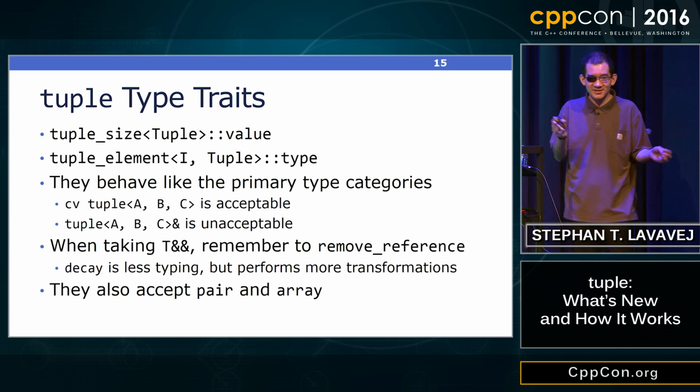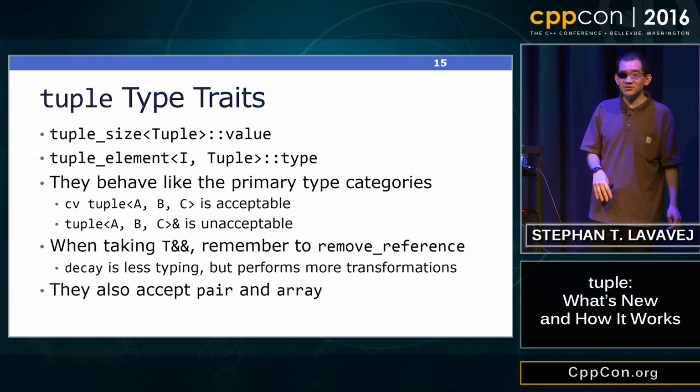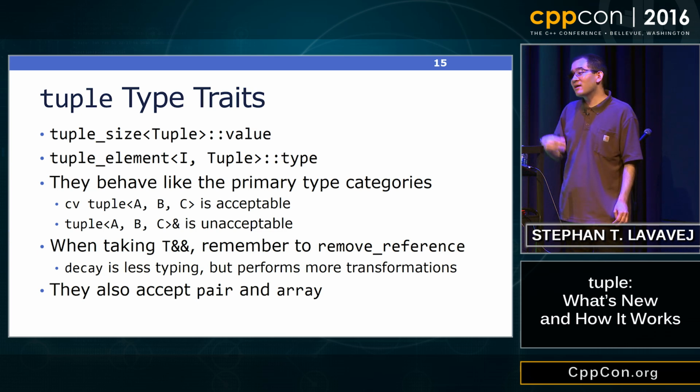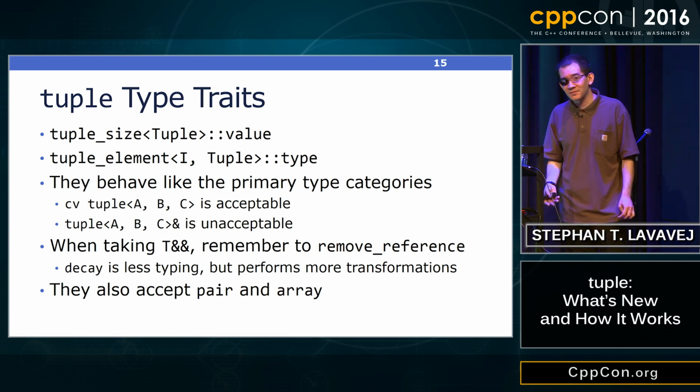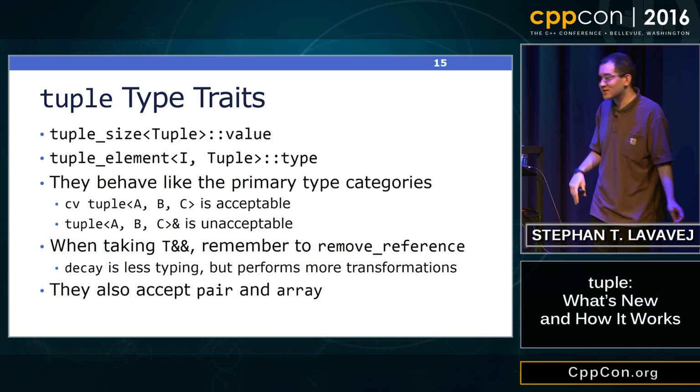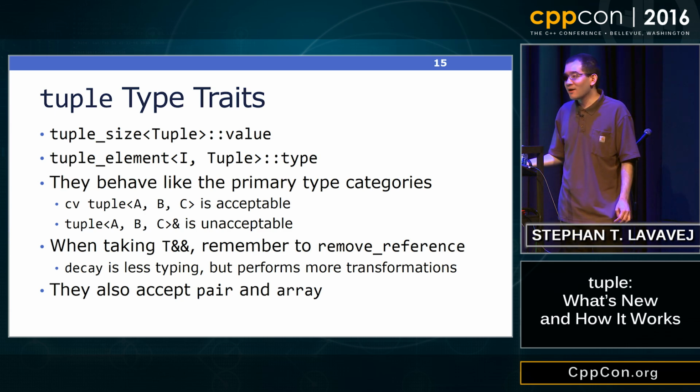Like, yeah, const int is an int. However, references do change the answers given to the primary type categories, and similarly, if you give references to tuple size and tuple element, they won't work. They basically say, I don't know what this is. This comes up in perfect forwarding.